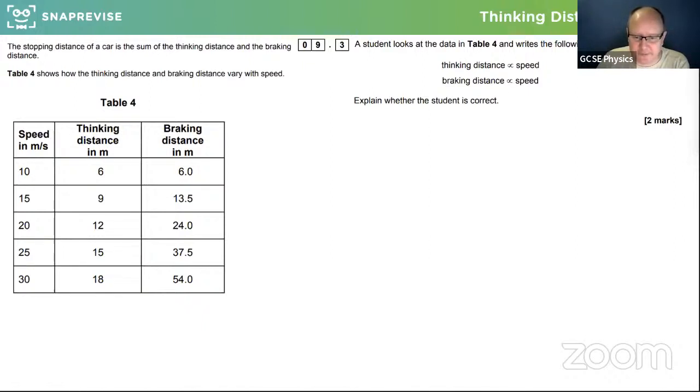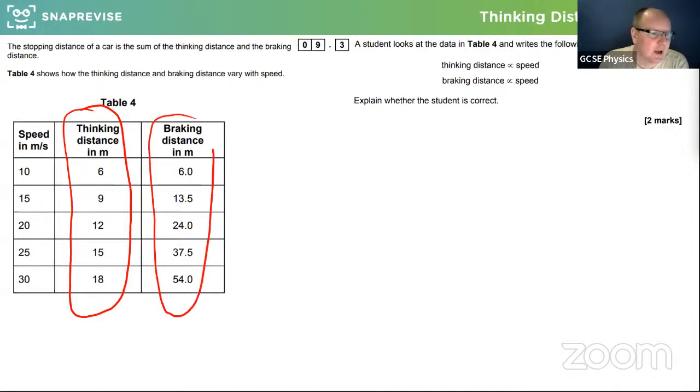So let's have a look at this question in a slightly different way. Next part of this question. The student looks at the data in table 4 and writes the following. So this student is saying that thinking distance is proportional to speed. So these are our thinking distances, and they're saying they're proportional to speed. They're also saying that braking distance is proportional to speed. Is the student correct? So let's have a look at the numbers.